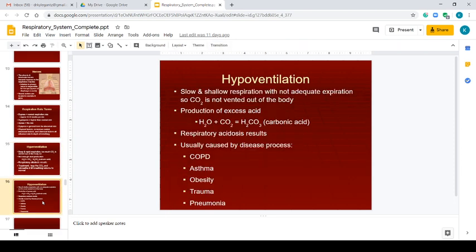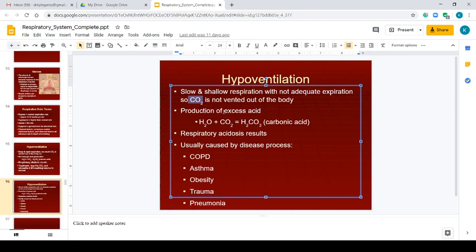Now, hypoventilation is where you have slow and shallow respiration, and so it's not getting enough carbon dioxide out. So now we have the opposite problem. With not getting enough out, now we have too much acid. We have too much carbonic acid, and respiratory acidosis results.